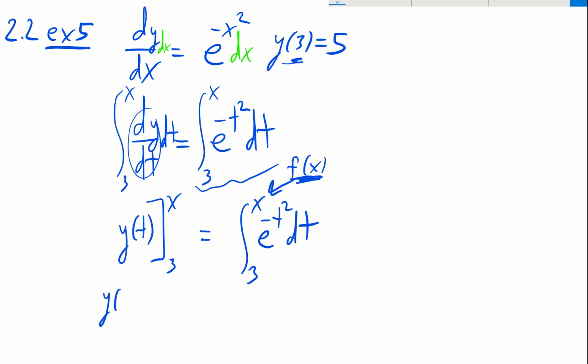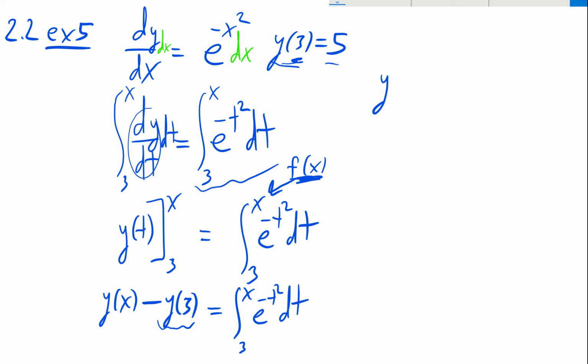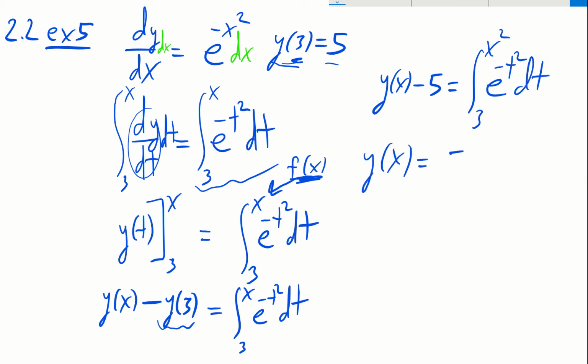So on the left-hand side, we have y of x minus y of 3 from that part of the definite integral, is equal to the definite integral from 3 to x of e to the negative t squared dt. This thing we actually know from our initial value condition, y of 3 was equal to 5. So we have y of x, and I'll show the explicit dependence here, minus 5 equals the definite integral from 3 to x of e to the negative t squared dt. And then we can simply add 5 to both sides to get the following.